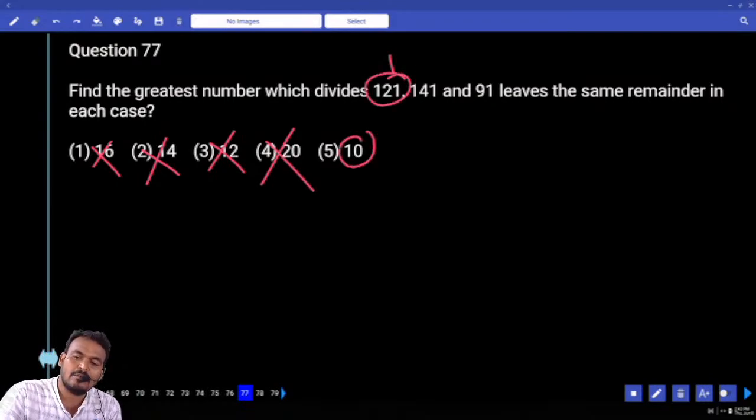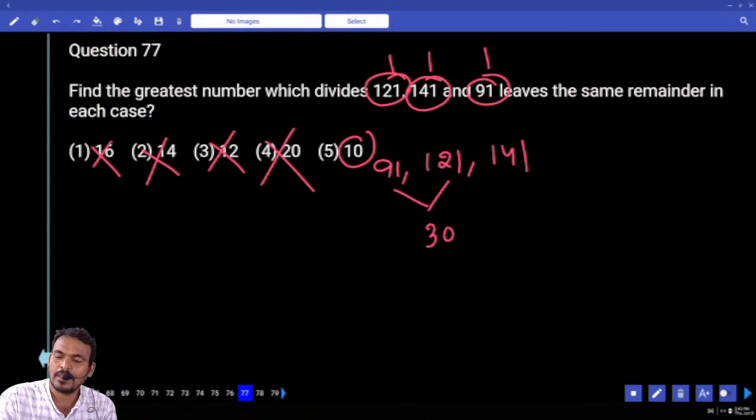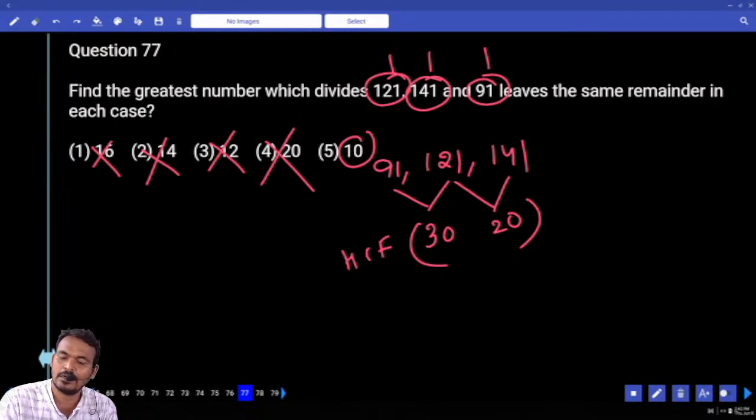121 is divided by 10. What is the remainder? 1. 141 is divided by 10. What is the remainder? 1. 91 is divided by 10. Remainder 1. Or what is the common difference between 91, 121, 141? What is the first two difference? 30. Next two difference? 20. What is the common factor of 30, 20? 10. That is the answer.